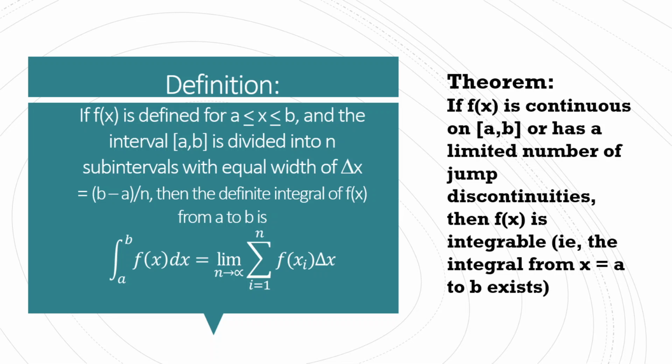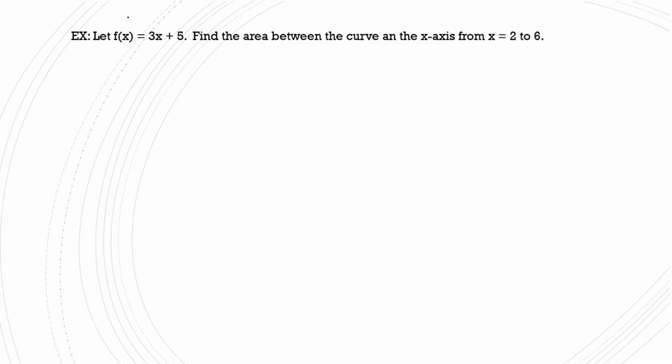Let's take a look at how that works. Let's take this function: 3x plus 5 is a line.